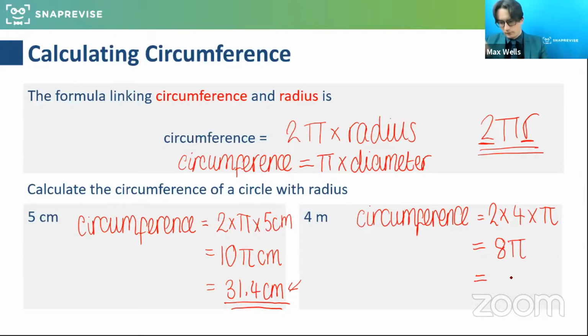8 times 3.14, and so on. Use the pi button and it will come out as 25.1. And remember, this question was in meters. Excellent. And some people have done equivalent answers of that and rounded.